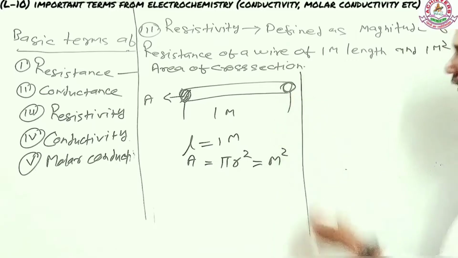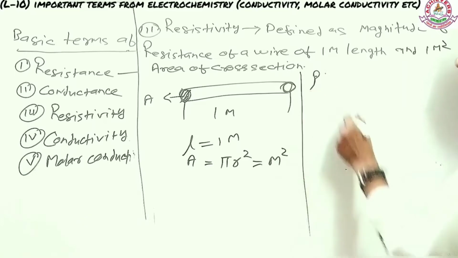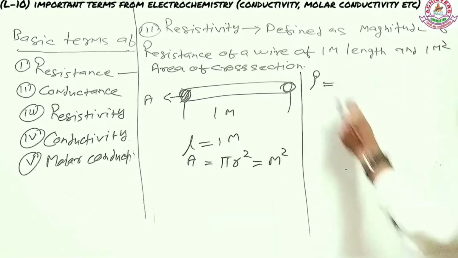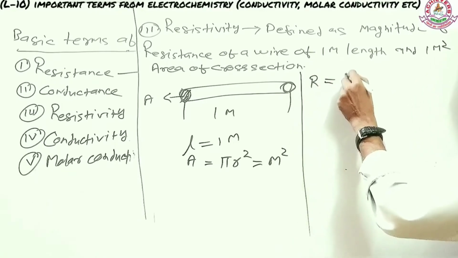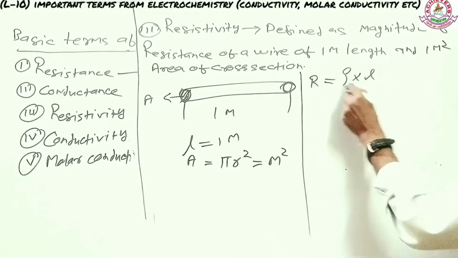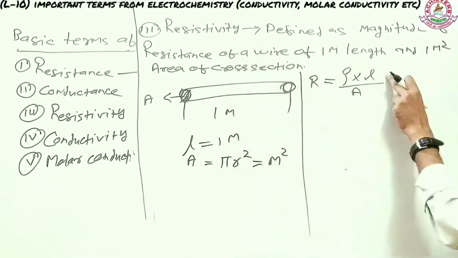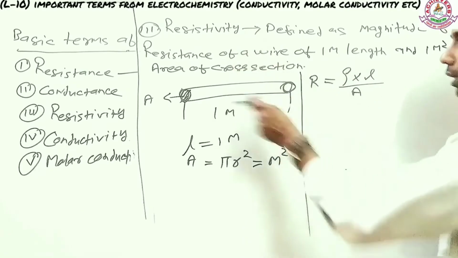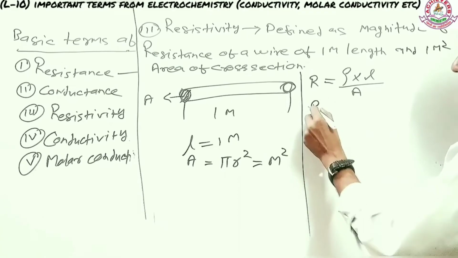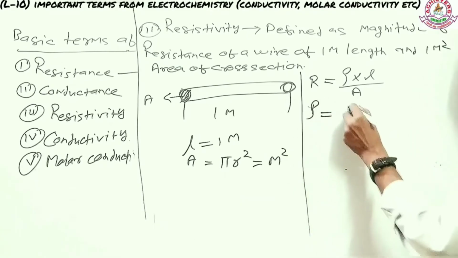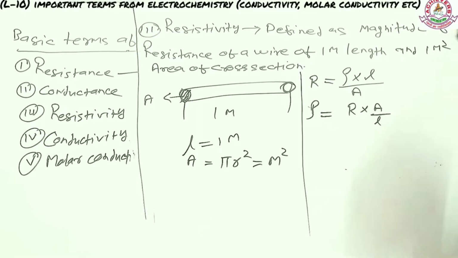If we come back to the resistivity, this is represented as rho. So rho is equal to, you have an original formula, R equal to rho into L by A, where rho is the constant of proportionality called resistivity, L is the length of the wire, and A is the area of the cross section. So this is going to be RA upon L. You understand? Hopefully.